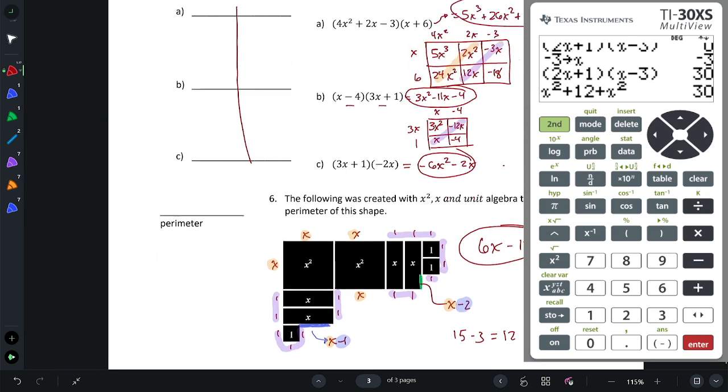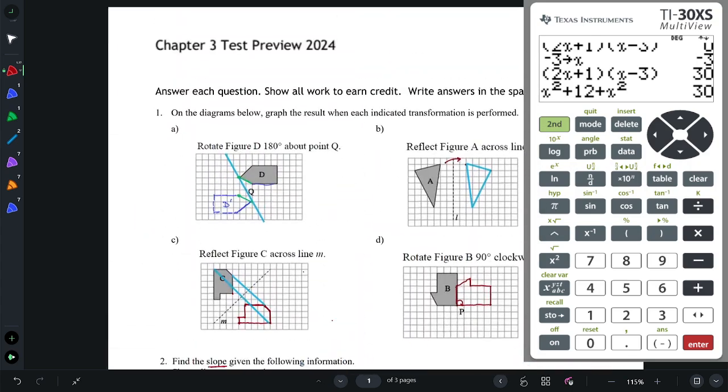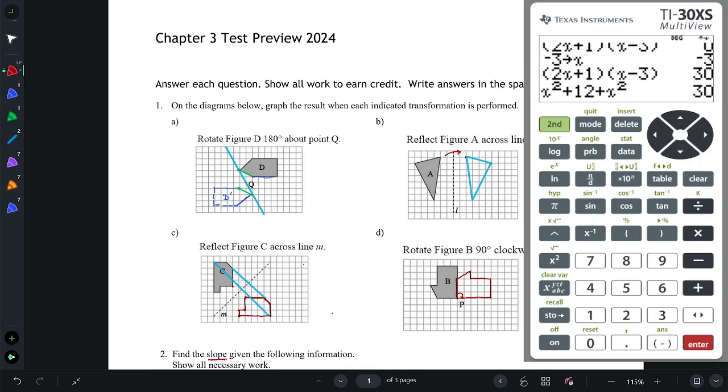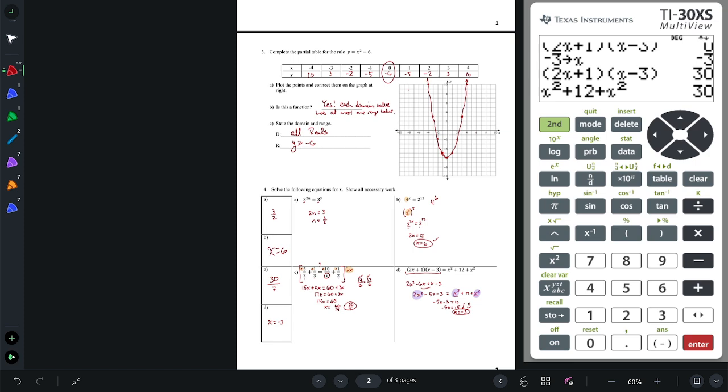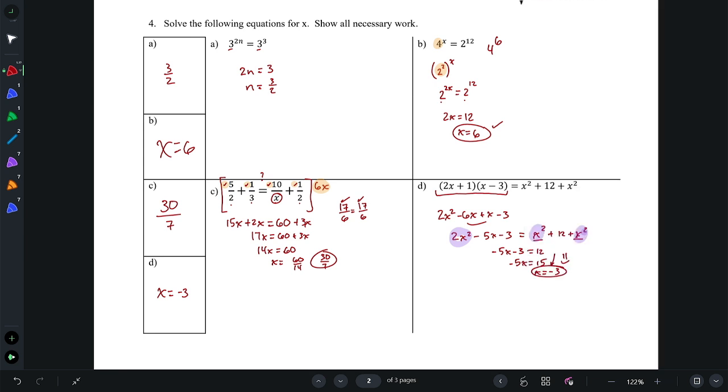And that's it. That is it for this small test preview, right? I'm sorry. I did not realize that calculator was on the entire time. I didn't see that, which probably means that there are things you couldn't see.